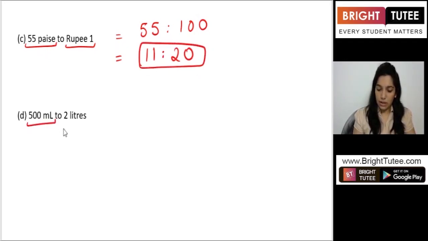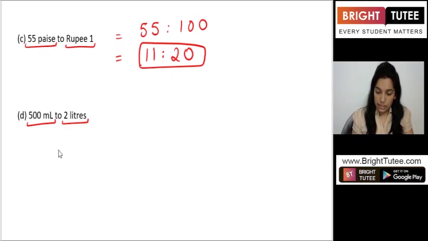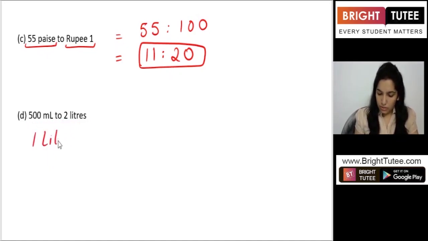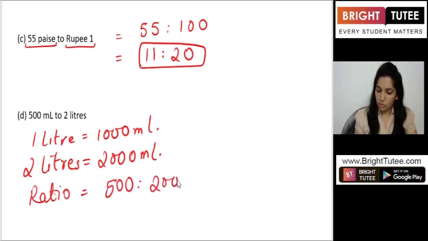The next one is in milliliters and liters. I hope you know that in 1 liter we have got 1000 milliliters. So instead of 2 liters we are going to write 2000. Let me just write it here. 1 liter is equal to 1000 milliliter. So 2 liters is equal to 2000 milliliters. So the ratio here we have got is 500 is to 2000.